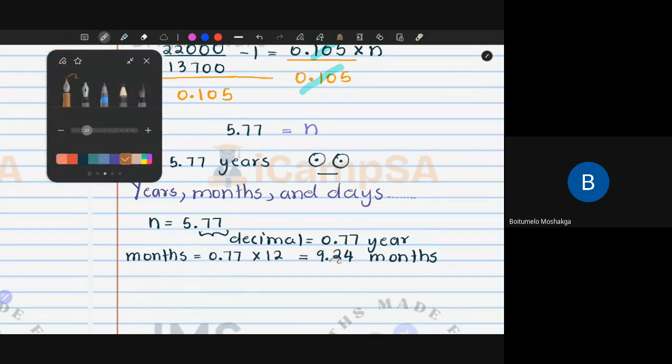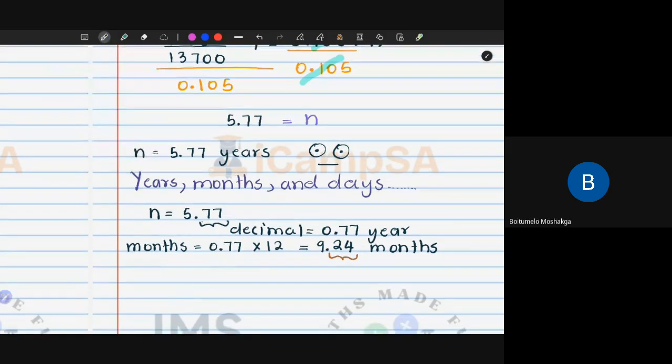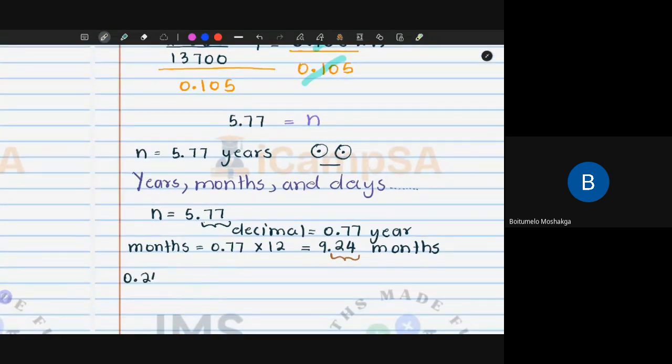But now when we look carefully, we have another decimal here. So essentially what this says is that I have a 0.24 month. So there's a month which is not complete here, because I have 9 full months and something on the side. So after a month, what comes after a month is a what, guys? Days, isn't it? What comes after a month is days, guys.